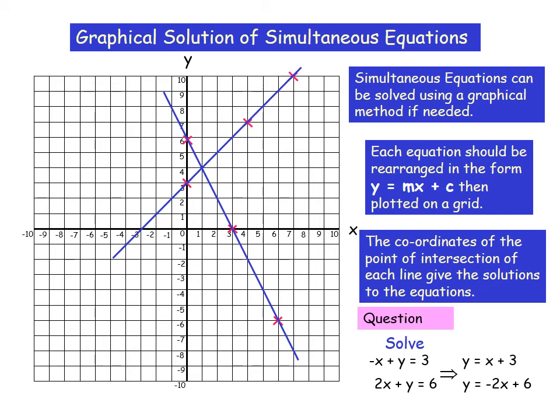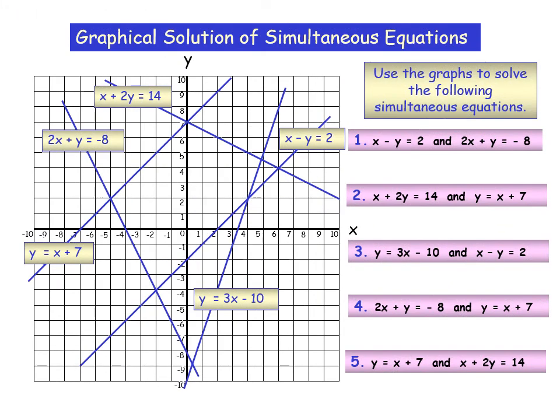When you join the 3 points, they will cut here in the middle, and where they cut is going to be the value of x, which is 1. So x is equal to 1 and y is equal to 4. Basically, that is all about the graphical solutions of simultaneous equations.